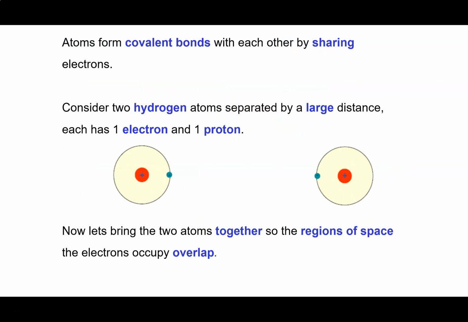So the first type of bonding that we're going to be talking about is covalent bonding, sometimes also referred to as molecular bonding. So you'll see the terms covalent and molecular used interchangeably by chemists. But covalent bonds or molecular bonds form when atoms share electrons.